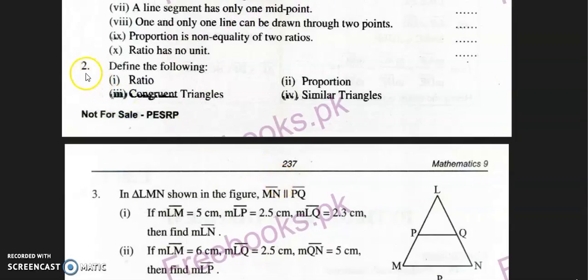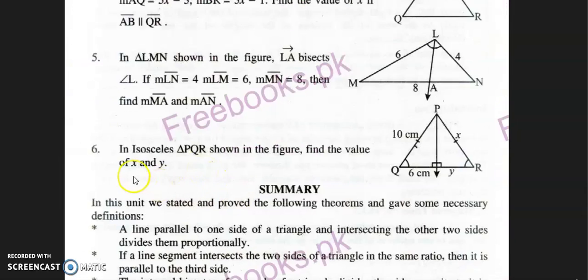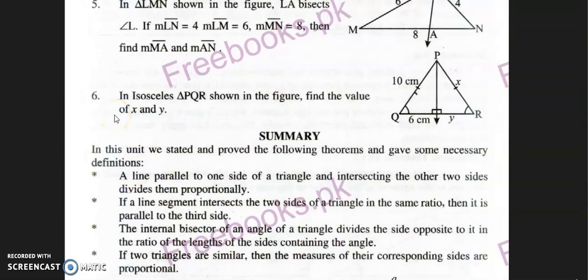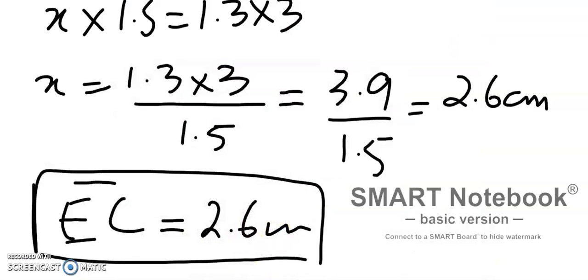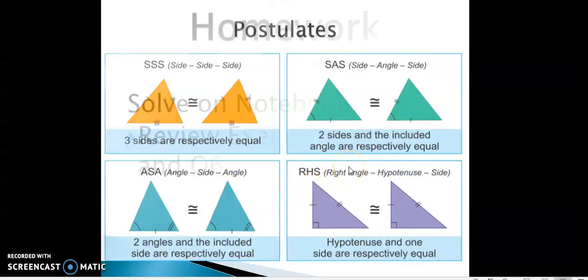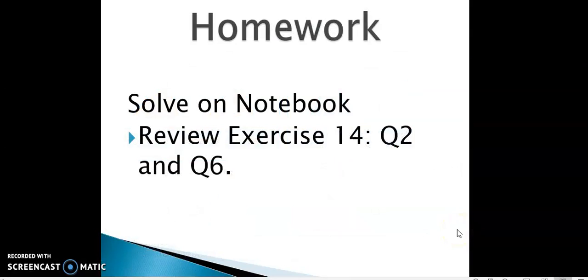You need to do question number 2 and the last one, question number 6 in your homework. In isosceles triangle PQR, isosceles triangle means in which two sides are equal. Okay, find the value of x and y. So this one is a very easy question. You need to solve it in your homework. It is also given in your slides. Okay, this is your homework. You need to do question 2 and question number 6 in your notebook.